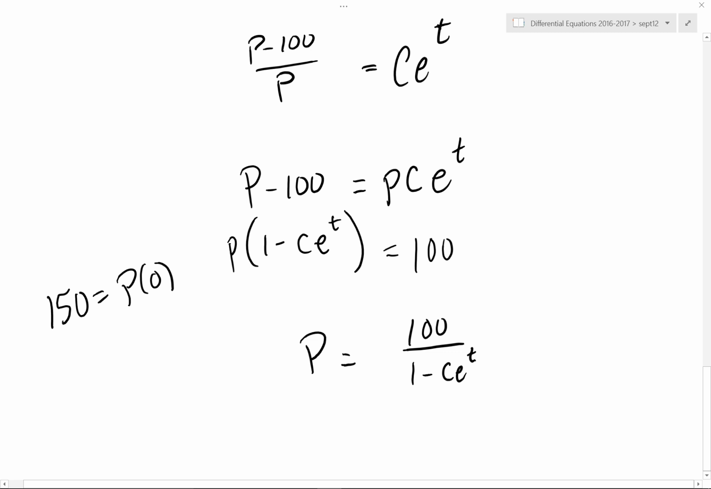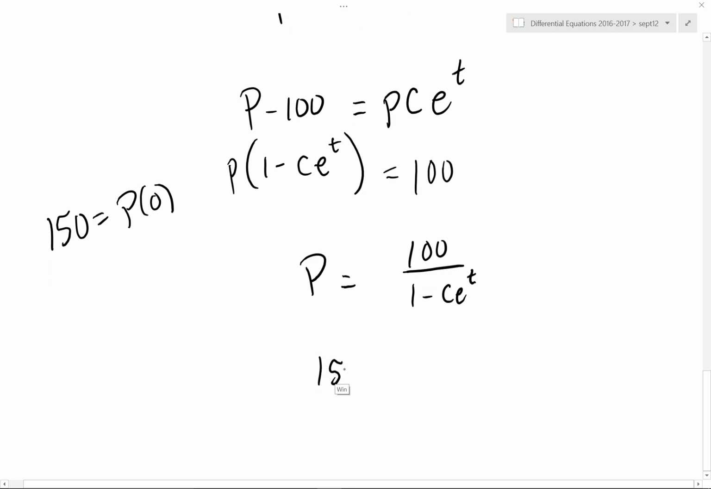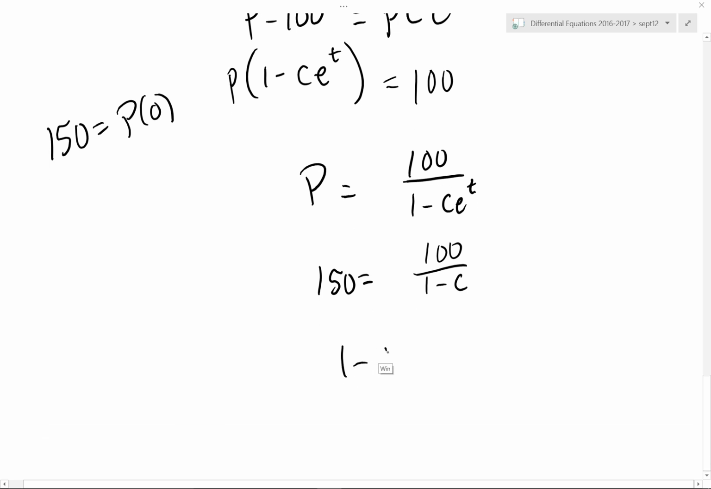It's whatever makes you happy, I really don't care. But if I did that, I would just go 150 is equal to 100 over 1 minus C, yes? And so then 1 minus C is equal to 2/3, because it's 100 over 150. And then play musical chairs, so C is 1/3, looks like, yes? Yep. Nice. So 1/3.